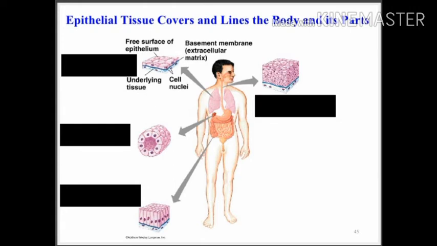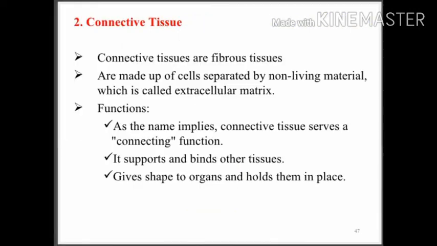The next type of tissue is connective tissue. Connective tissue, as the name indicates, connects different parts of the body, different organs. These are fibrous tissues. If you look at the structure of connective tissue, you find that it contains a non-living jelly-like substance called matrix.